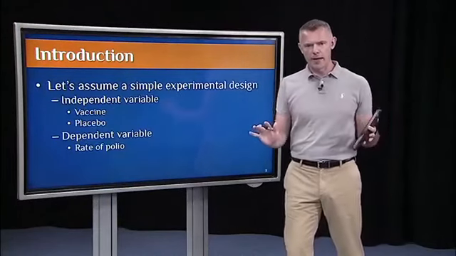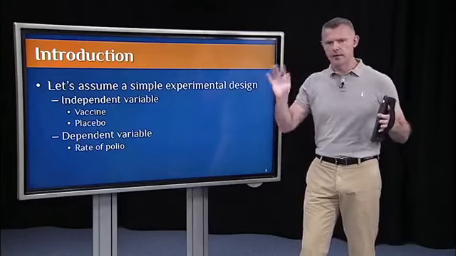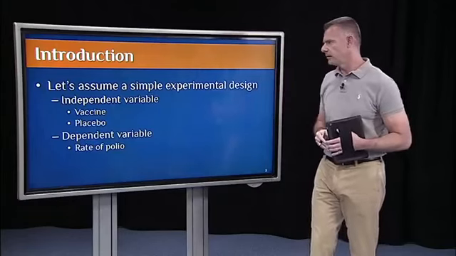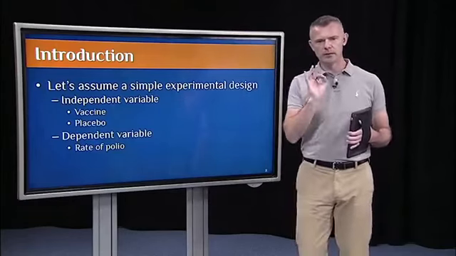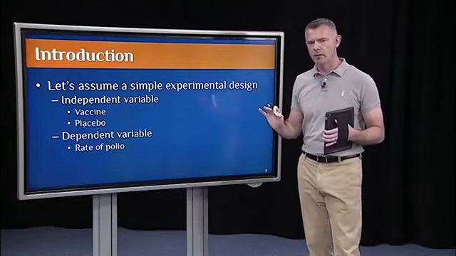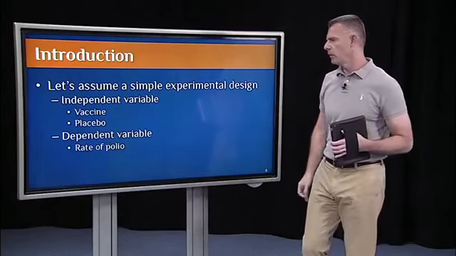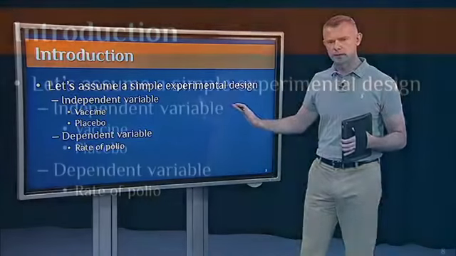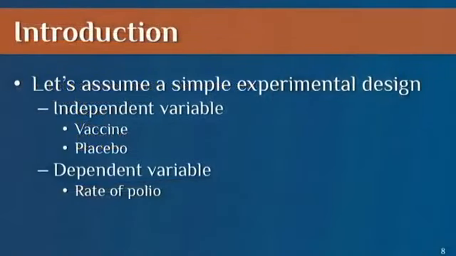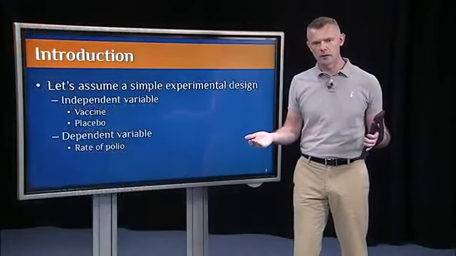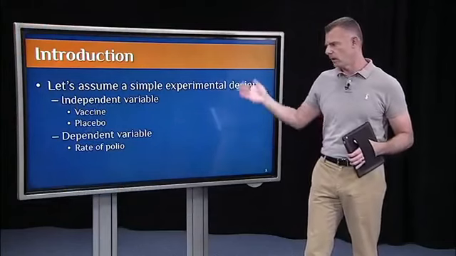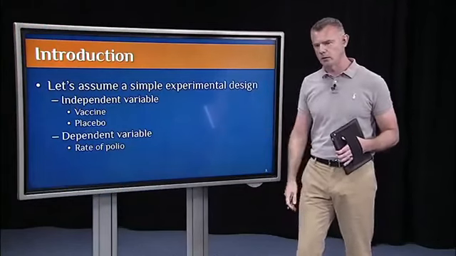So instead of all that messy, complicated design, let's just assume a really simple, elegant experiment, taking us back to lecture one, which was the polio vaccine example. It was so simple, right? You just had an independent variable, kids were randomly assigned to get a vaccine or a placebo, and then you had one dependent variable. It was just the rate of polio in a community of kids where this manipulation took place.